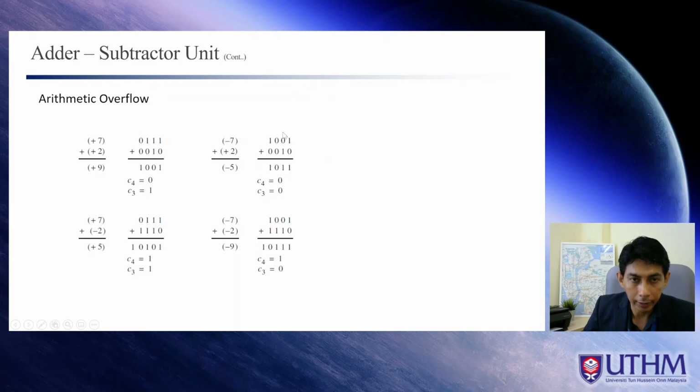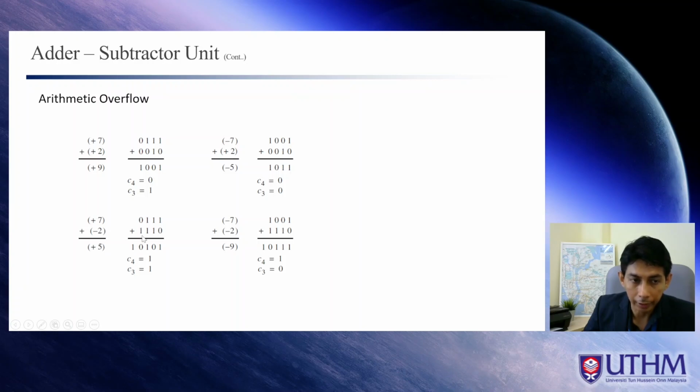If we have minus 7, this is minus 7 in two's complement, and this is number 2, we add, and this is minus 5. Minus 5 is okay because it's within the range. Remember, the smallest negative number is minus 8. Minus 5 is larger than that, so it should be okay, right? So no overflow. Here, plus 7 minus 2, you have 5, and 5 is okay because it is less than 7.